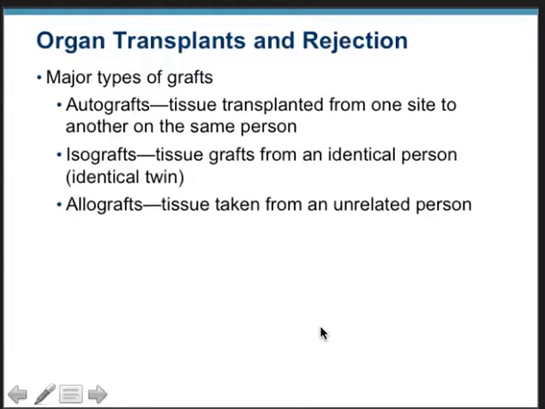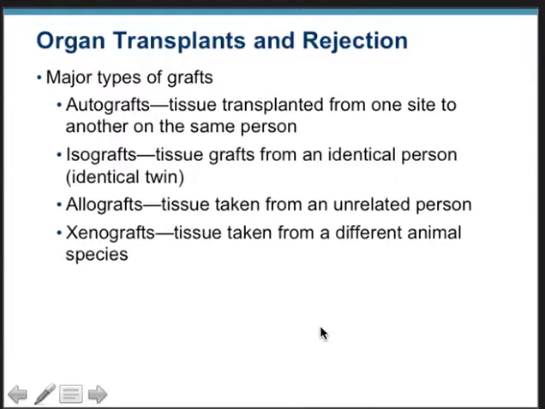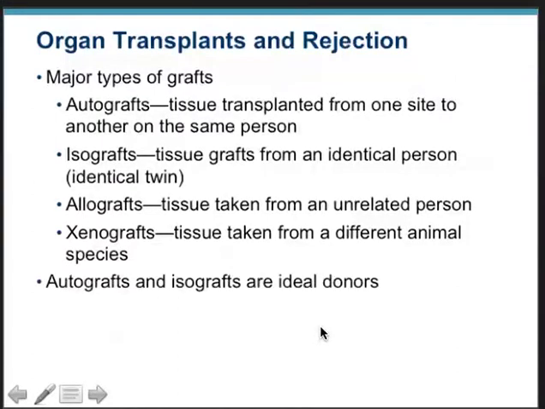between these two individuals. Allografts are tissue that are taken from an unrelated individual, and the only way that an allograft will work is if that unrelated individual is antigenically similar enough to the recipient that it's unlikely that a rejection will take place. And this is extremely rare. Generally, immunosuppressive drugs and anti-inflammatories have to be used in order to get the graft to take. Xenografts are tissue that are taken from a different animal species. Remember that autografts and isografts are ideal donors. Xenografts are rarely successful.